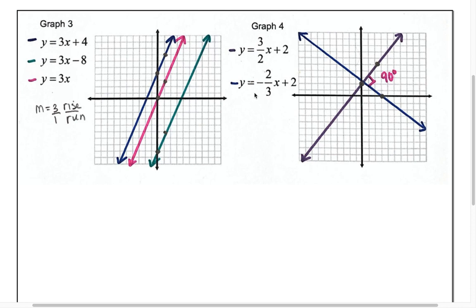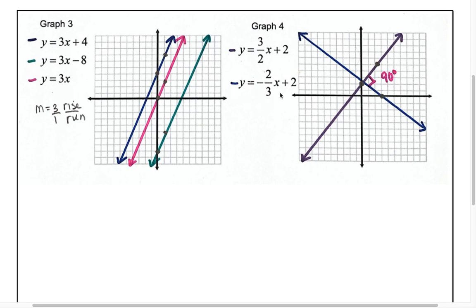First of all, I want to point out that in order to be perpendicular, you have one that has a positive slope, so going up to the right, and you have one that has a negative slope, going down to the right. So you have to have one positive slope and one negative slope. So the slopes in our lines have opposite signs. One's positive and one's negative.